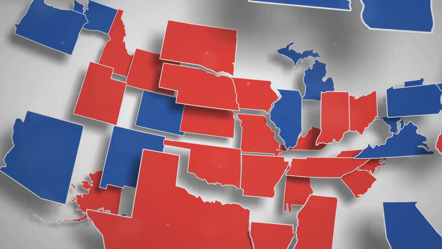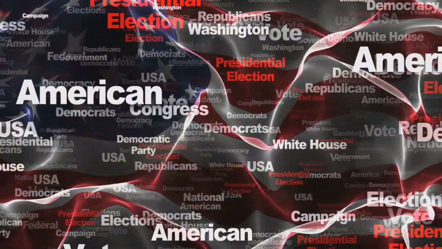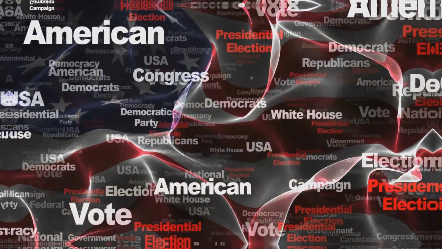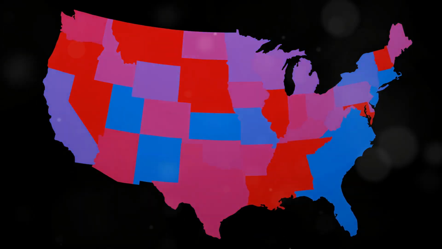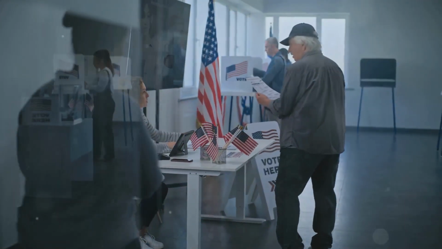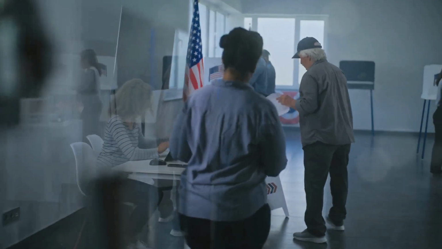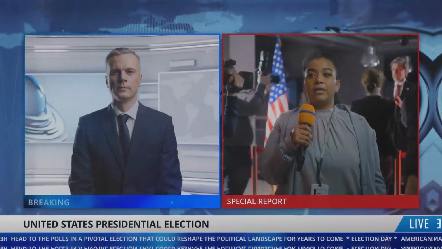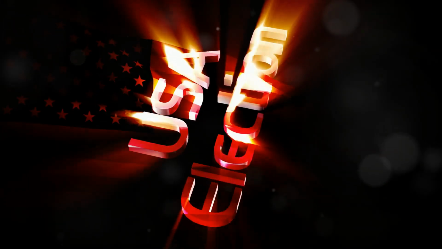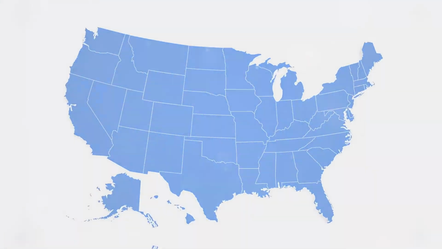But wait, where does that magic number 270 come from? Well, remember the Electoral College with its 538 members? Half of that number is 269. Add one more and you get 270, a simple majority, just enough to win. So even if a candidate wins millions more individual votes across the country, if they don't secure 270 electoral votes, they can still lose the election. Yeah, you heard that right. It's happened before and it can definitely happen again.